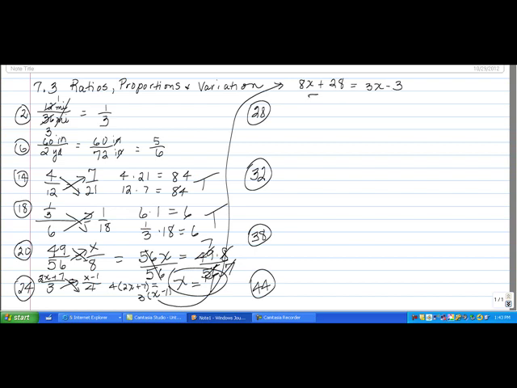So if we subtract 3x from both sides, 5x plus 28 equals negative 3. And then if we subtract 28, we get 5x equals negative 31. Can't add in my head very well. 5x equals negative 31, so x would be negative 31 divided by 5. So we ended up with a fractional answer there.